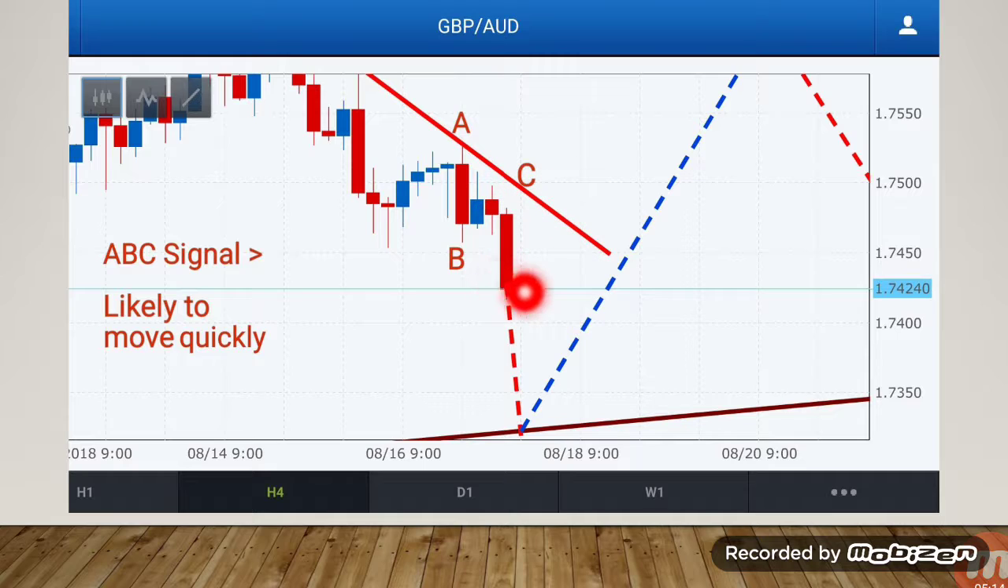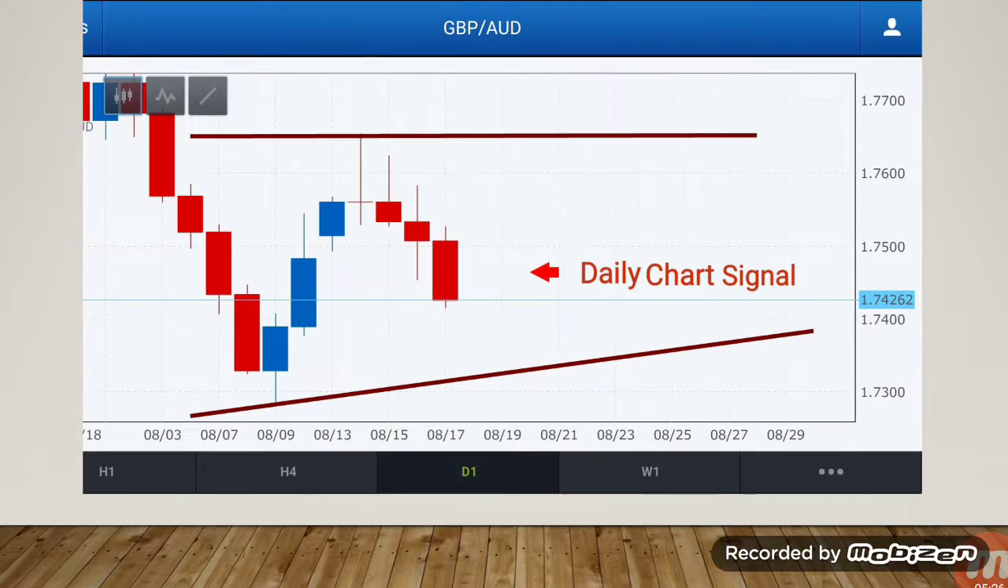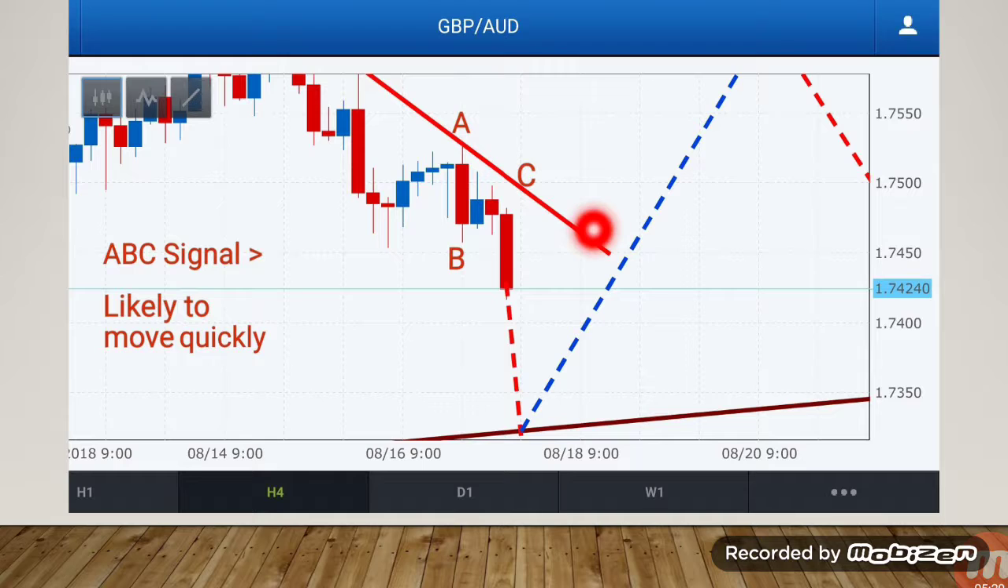And so what we would do is enter at the close of this candle here, placing a stop loss at this region here above the ABC setup, which is also above this downtrend line, which is acting as a strong stop loss area. And given the fact that this is a small ABC signal, and these usually indicate the start of fast movements, it may take a very short time for the market to actually reach this area here.